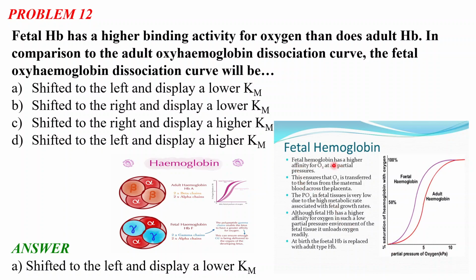The fetal hemoglobin has a higher affinity for oxygen at all partial pressures of oxygen. So this ensures that oxygen is transferred to the fetus from the maternal blood across the placenta. The pressure of oxygen in the fetal tissues is very low due to the high metabolic rate associated with the fetal growth rate. Although the fetal hemoglobin has a higher affinity toward oxygen, in such a low partial pressure environment of the fetal tissues, it unloads it readily.